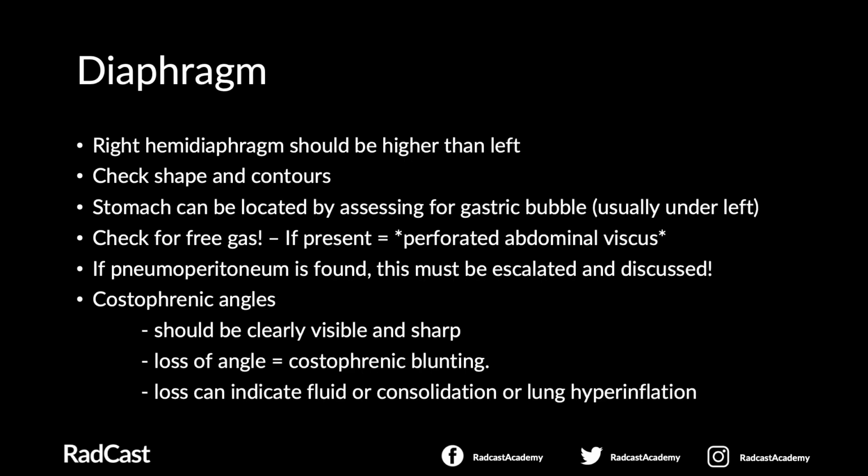Let's move on to D, standing for diaphragm. Let's look at the things you're going to be assessing when looking at both hemidiaphragms. First of all, the right hemidiaphragm should be higher than the left. Look and check the shape and contours of each hemidiaphragm. The stomach can be located by assessing for a gastric bubble, which is usually present under the left hemidiaphragm. Check for signs of free gas. If it is present, it indicates a perforated abdominal viscus. This is pneumoperitoneum, and if it is found, this must be escalated and discussed.